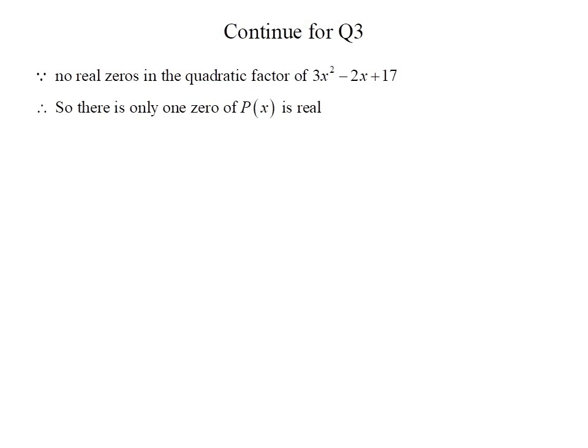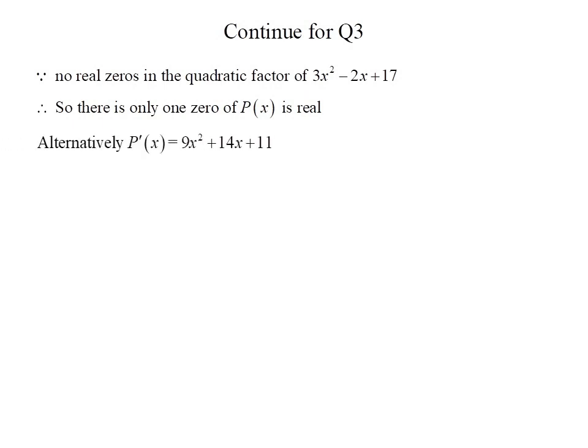Here we continue to work on question 3 of example 3. Since there are no real zeros in the quadratic factor 3x squared minus 2x plus 17, because its discriminant is less than 0, we may conclude here that the cubic polynomial has only one real zero.